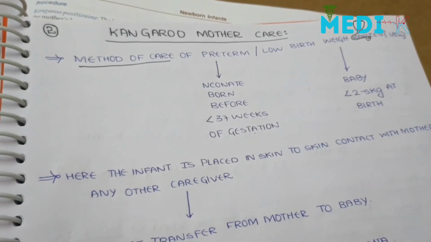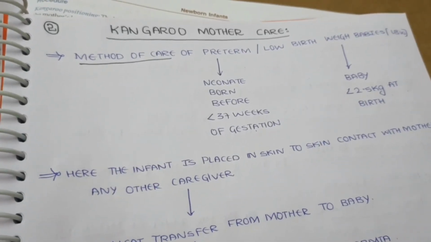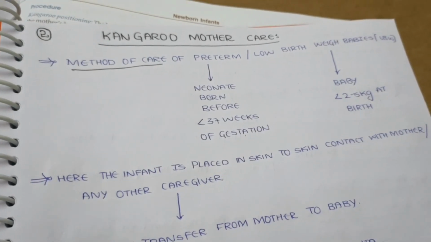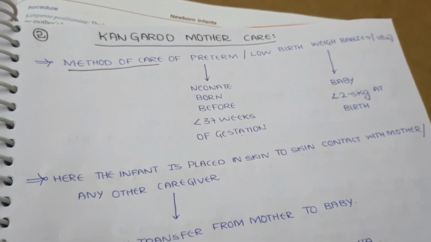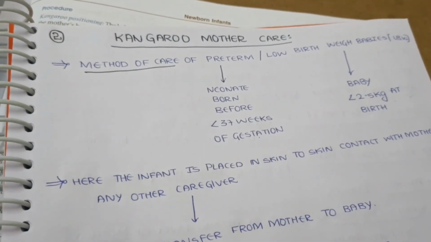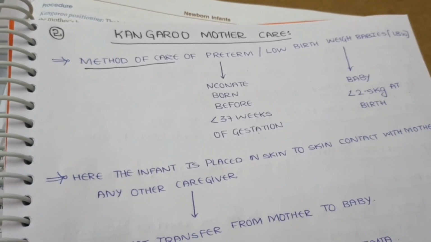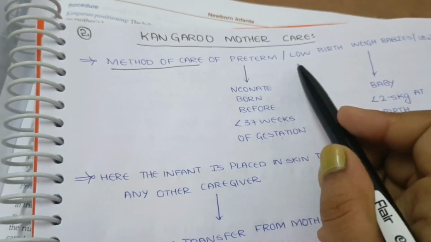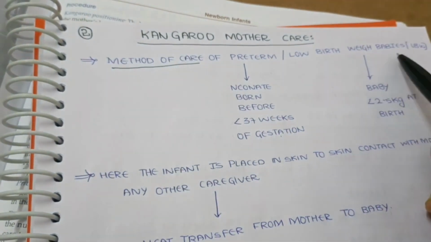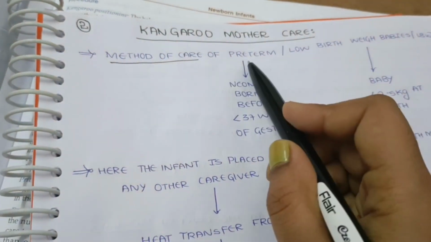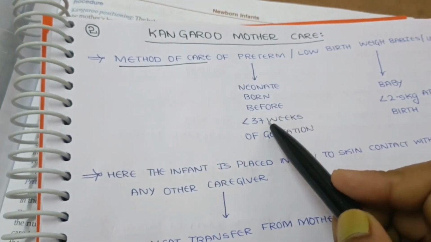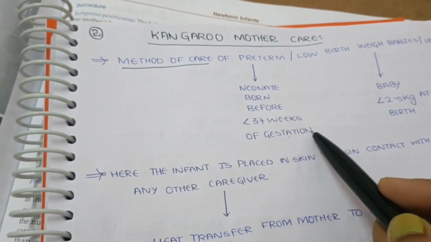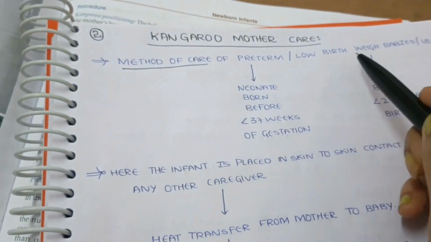In this lecture, we are discussing the topic kangaroo mother care. What is kangaroo mother care? It is the method of providing care to preterm and low birth weight babies. Who is preterm? A neonate born before 37 weeks of gestation is known as preterm.